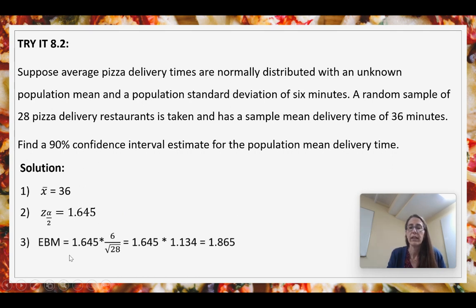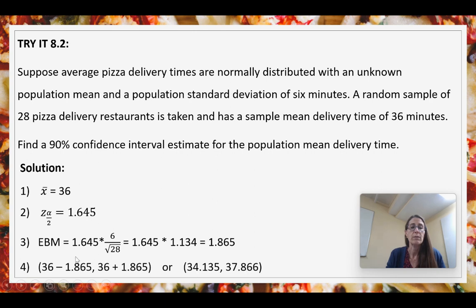So then we're going to calculate our EBM. We're going to take that z-score times sigma from our problem, population standard deviation of 6 minutes, divided by the square root of our sample size, a random sample of 28 pizza delivery restaurants. So that number is approximately 1.134 times 1.645 equals 1.865. So that's our error bound for our mean. That's our margin of error.